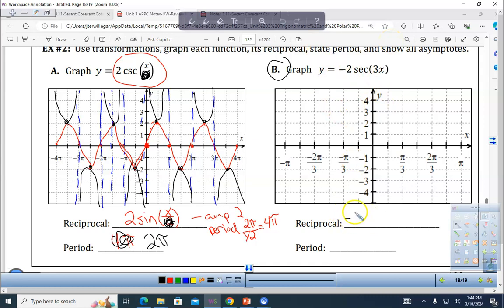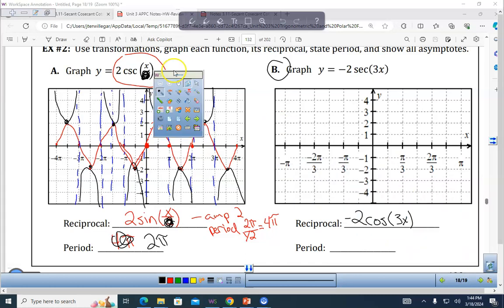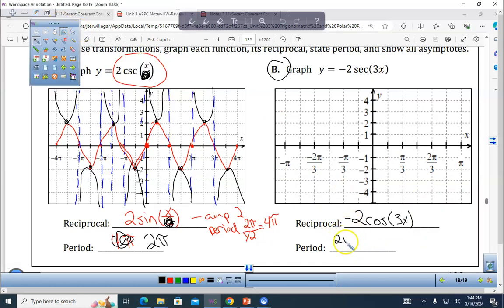Alright, so I'm going to graph negative 2 cosine of 3x. My period's going to be 2 pi over 3. My amplitude is 2 on this one. And it's going to be flipped over the x-axis. Cosine usually starts high. This one's going to start low. And it's going to repeat at 2 pi over 3.